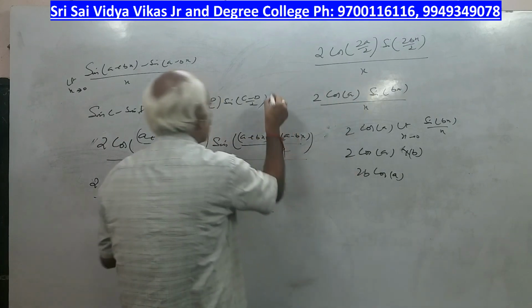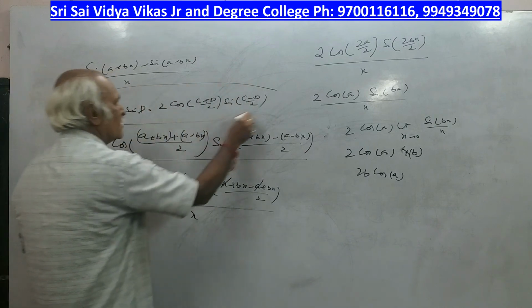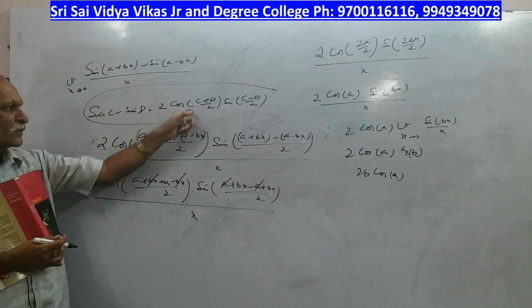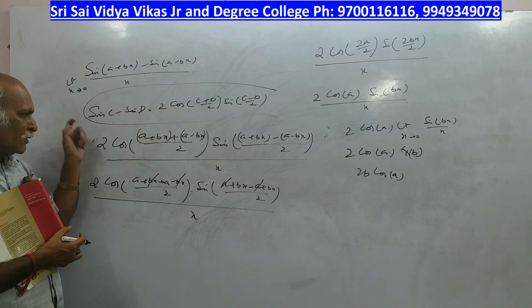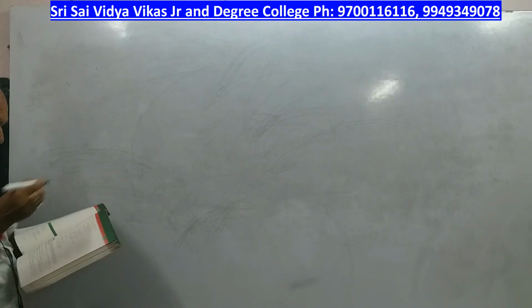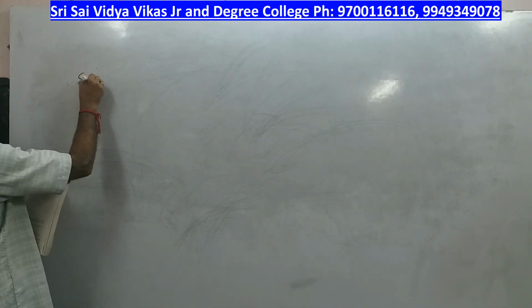So this formula, your teacher must have told you: sin c minus sin d is 2 cos c plus d by 2 sin c minus d by 2. Apply that formula and simplify. Okay. Next, look at the next problem.